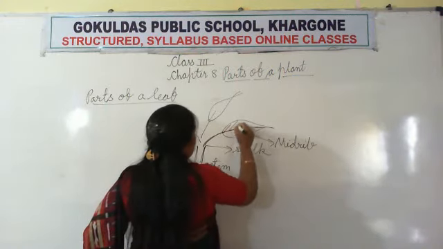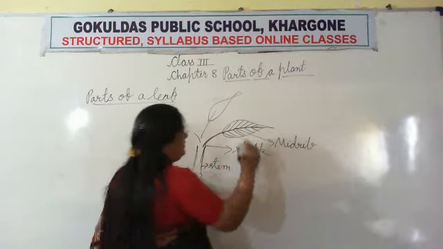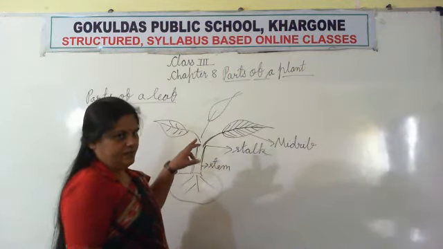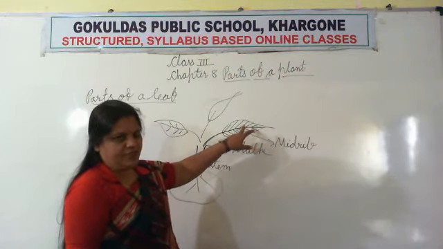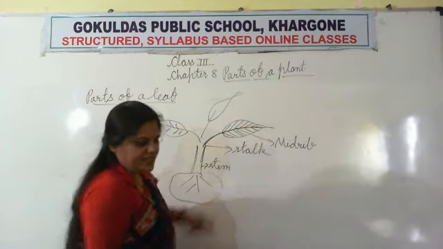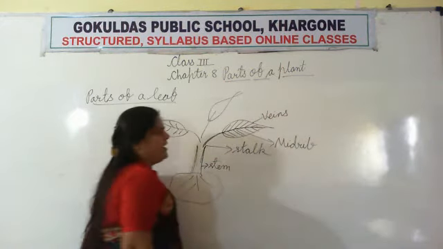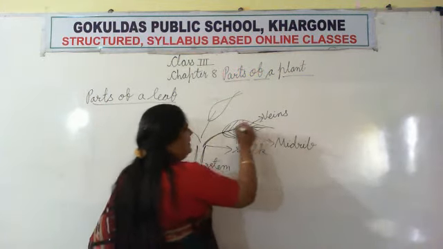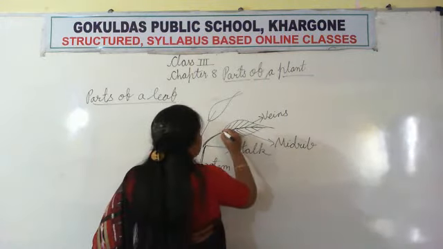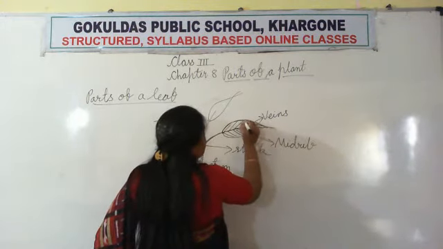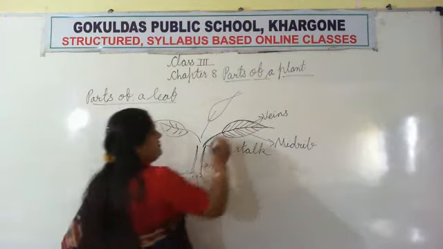These small lines you can see in the leaf. What is the name of these small lines which we can see in the leaves? That is veins. The name of this part in the leaf is veins, right? And this upper part is called what? That is leaf blade.